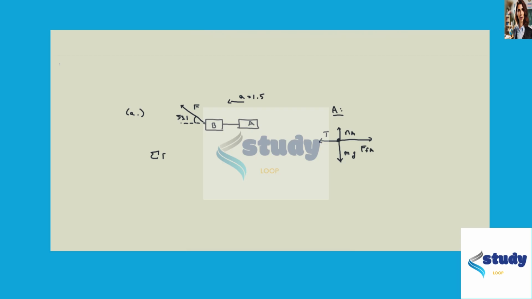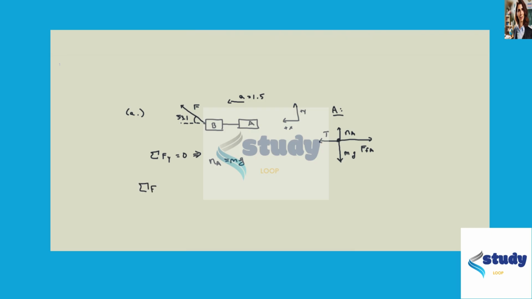Now, sum of the forces in the y direction equals 0, because there's no acceleration in the y direction. And I should set up my coordinate system. It'll be that, where this is positive x and this is positive y. So the block's not going to jump up in the y direction, so we can set it equal to 0, which implies that the normal force on A is equal to mg.